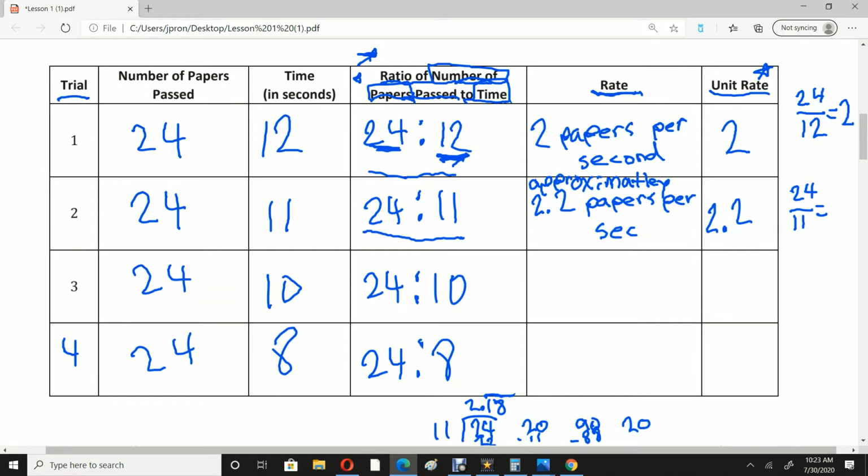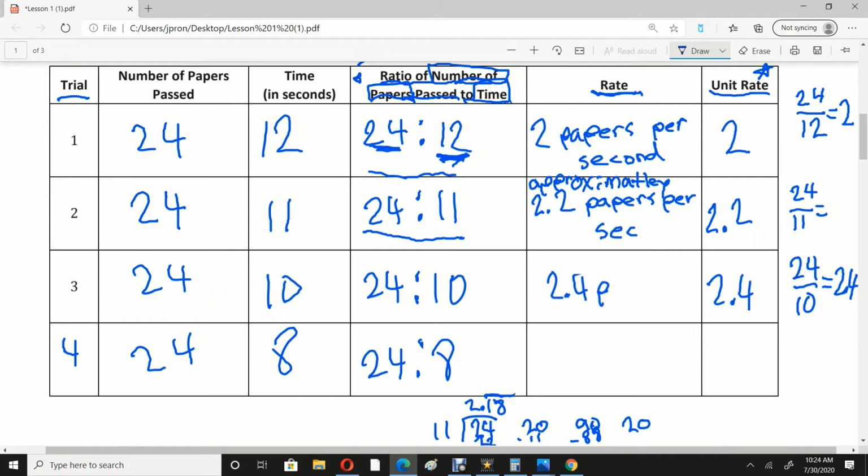Great work. Y'all work so diligently. Thank you so much. Okay, so we'll have 24 over 10 here. This will divide perfectly into a decimal, 2.4. So 2.4 papers per second. I'm going to put papers per second, PPS, shorthand that a little bit. And then right here, we'll have 24 over 8, which is exactly 3. So exactly 3 papers per second.